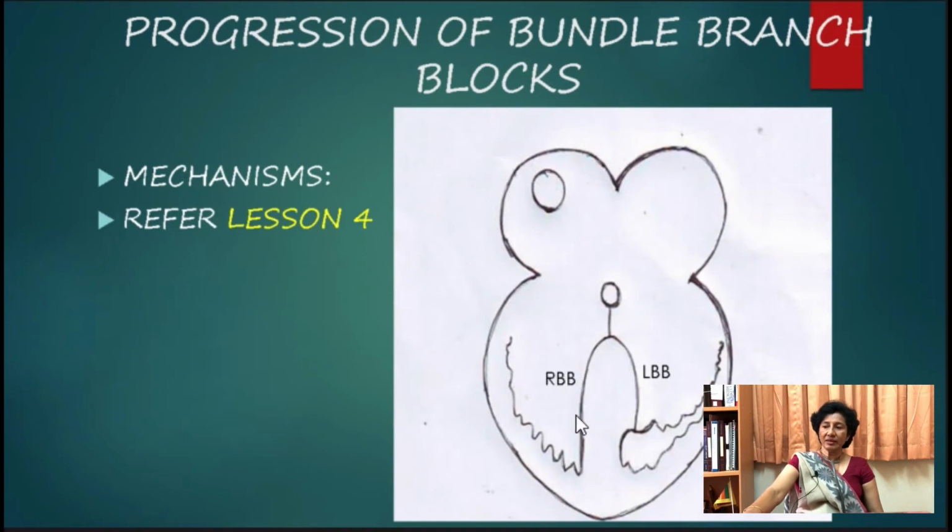In the presence of right bundle branch block, if there is a total conduction failure of the anterior fascicle, the ECG will show complete right bundle branch block with left axis deviation. In the presence of right bundle branch block, if there is a total conduction failure of the posterior fascicle of the left bundle branch, then the ECG will show complete right bundle branch block with right axis deviation.